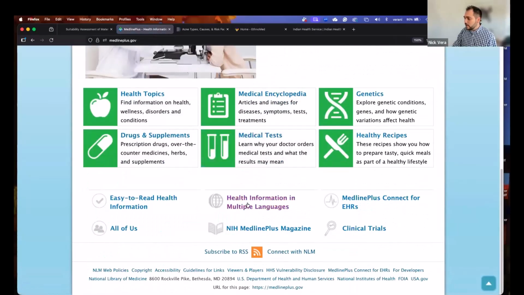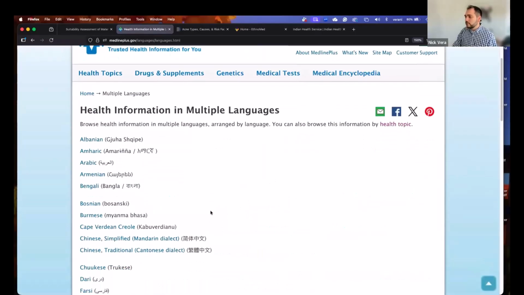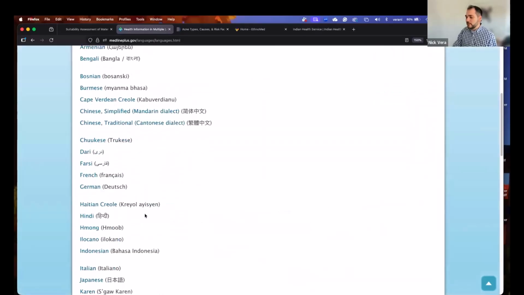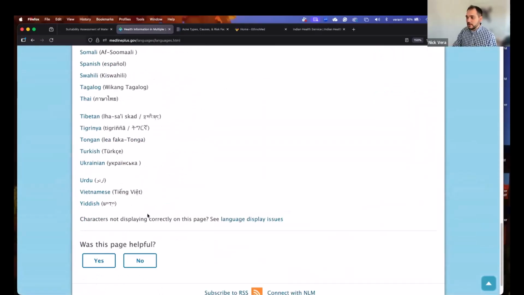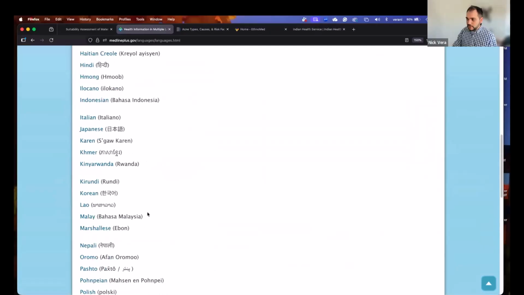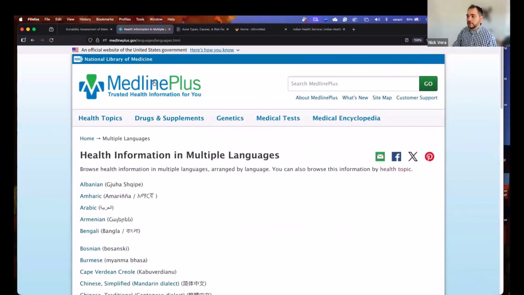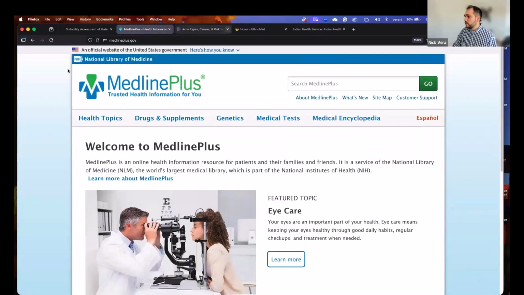And if you go down to the bottom, last but not least, there's health information in multiple languages. So there's so much more to MedlinePlus than meets the eye. You can find various languages that you can find information on. Go back to the PowerPoint.